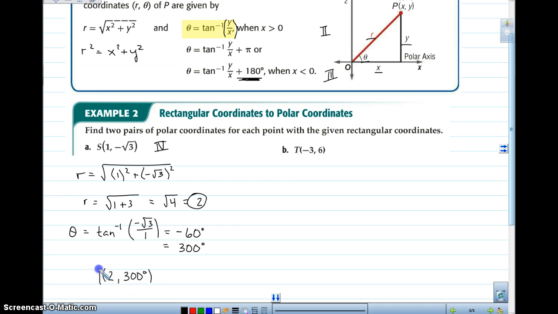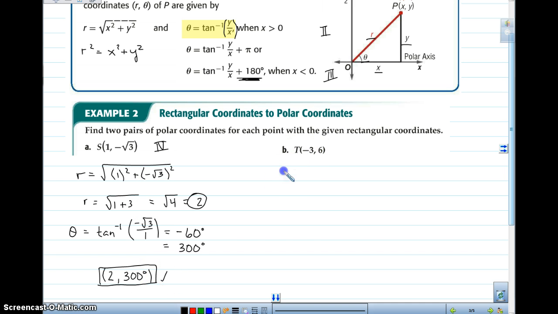Now the textbook asks for you to give 2 pairs of coordinates. Personally, I don't care if you want to write them both out, but really if you give me one, that's good enough. Because you can always just add or subtract 360 to get a second pair of polar coordinates. Okay, but 300 degrees is in the fourth quadrant, so I know that that's correct.